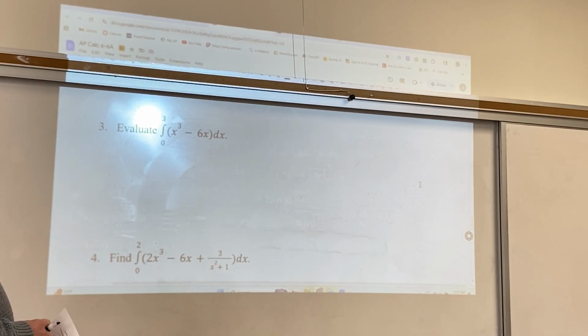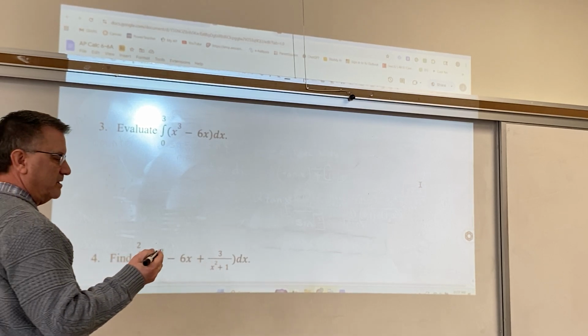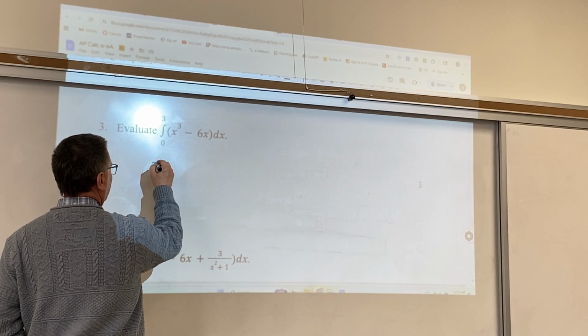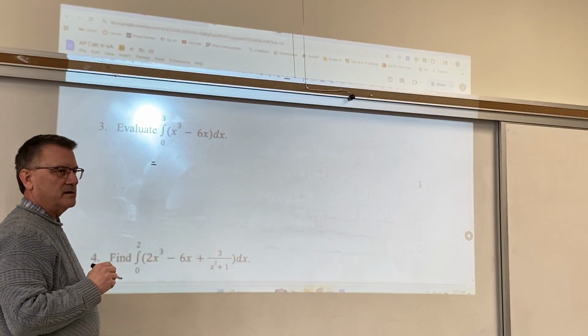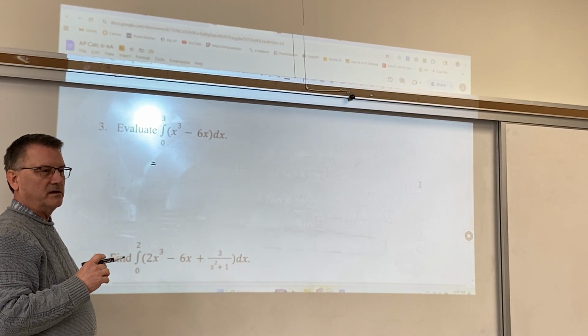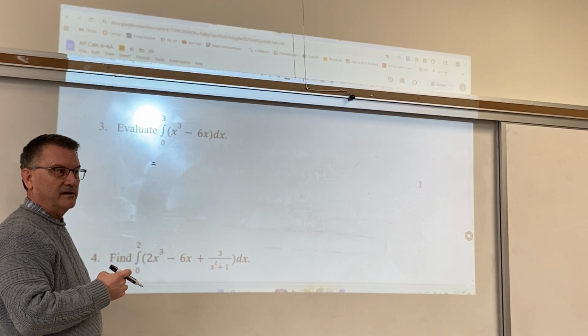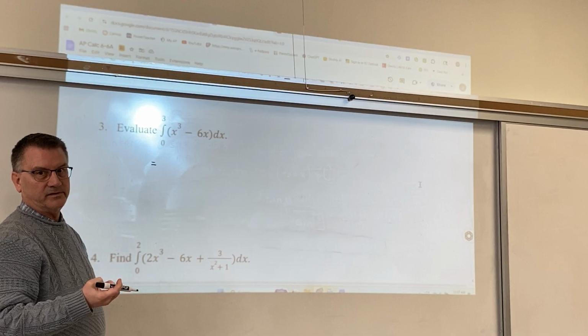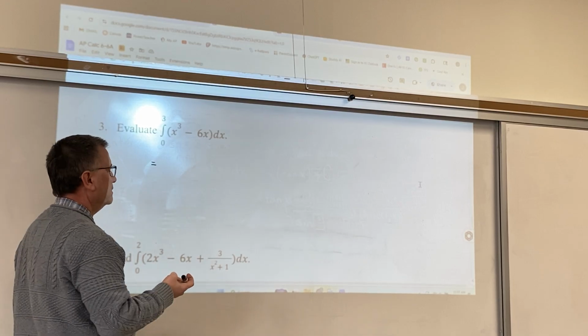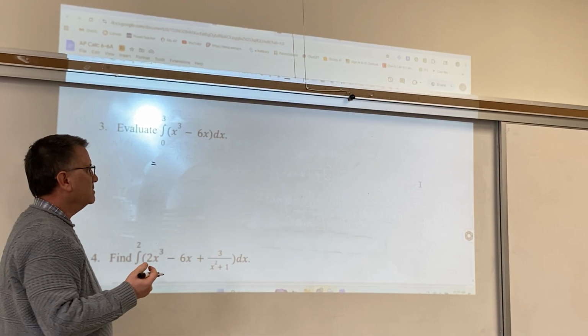Should you just put this one into your calculator? Yes, you can. But remember, on the AP, you may not be able to use your calculator on each part. So if it's easy, chances are you're probably not going to have your calculator. They're going to give you the calculator on the more difficult stuff.